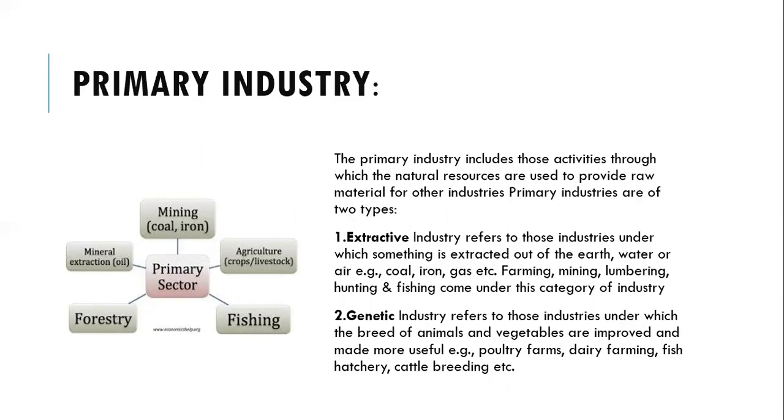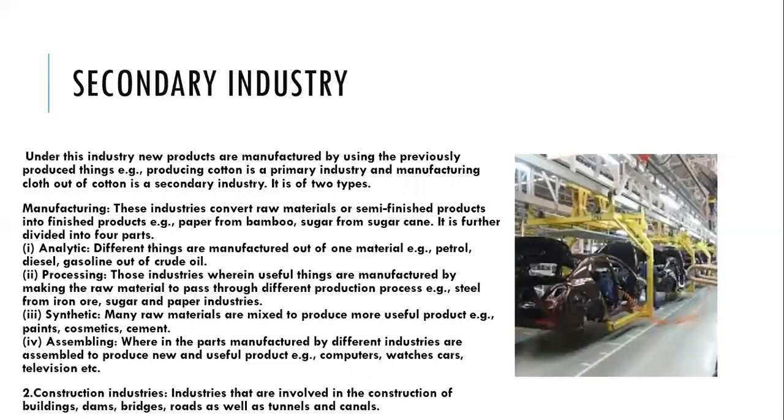So let us talk about secondary industry now. Secondary industry is basically where production takes place. Cotton is a primary product, right, where cotton is produced in the agriculture sector, that is primary. And cloth is manufactured out of cotton, so cloth is made in the secondary industry.